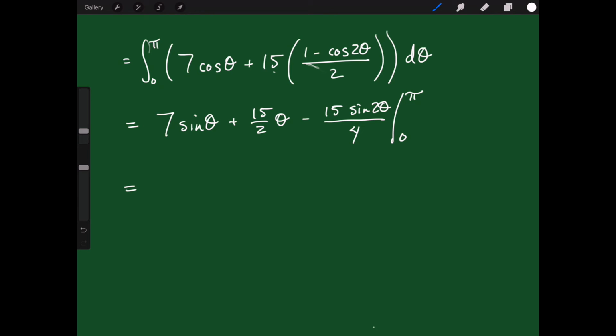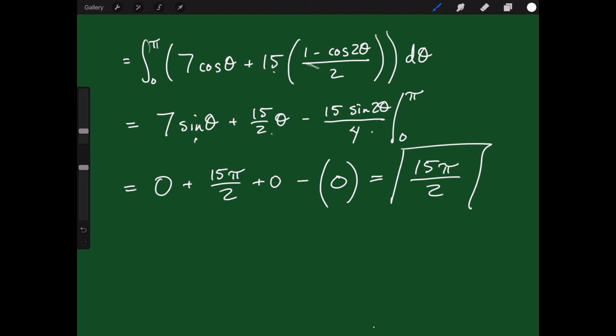All right, so let's plug in pi. Sine of pi is 0, so this first one's 0. Then I get 15 pi over 2. Then sine of 2 pi is also 0, so I get plus 0. Minus, now I plug in 0 and I get 0 plus 0 plus 0, so 0. So I just am left with 15 pi divided by 2. And that is the volume under that curve. So that's very nice.